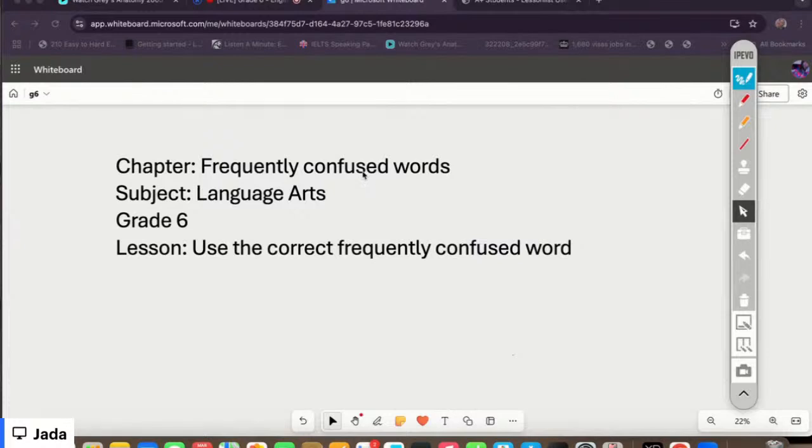Today, our chapter will be frequently confused words. So you have to log in using aplusstudent.com. You click on your name, you move on to language arts, grade 6. The chapter will be frequently confused words, and the lesson will be use the correct frequently confused words.